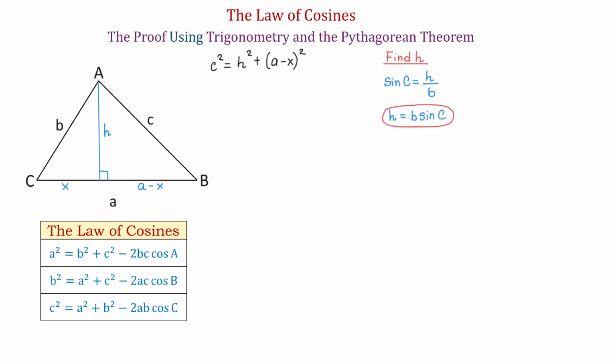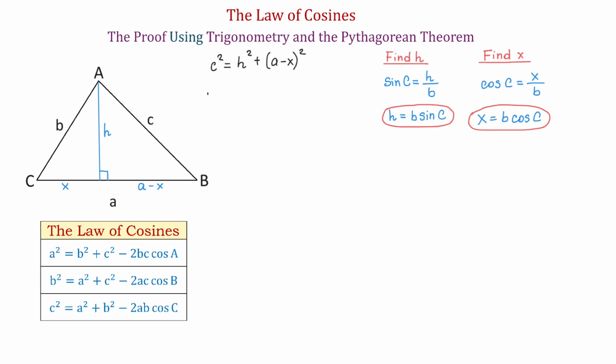Next, in the same right triangle, we can use the cosine function to write that cosine of angle C equals the adjacent side x divided by the hypotenuse b. So I will write that cosine of angle C equals x over b. Then from here, x equals b cosine of angle C. And now let's replace h and x in our equation.